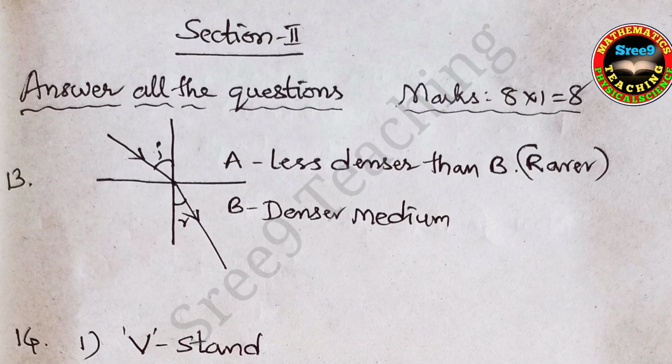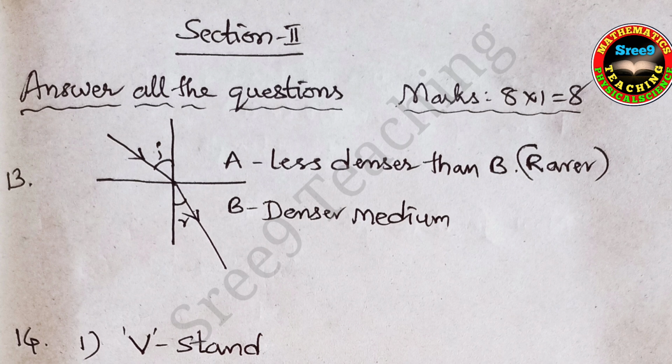See here, section 2, the 13th question answer. You can see I have drawn the diagram. See, incident ray is entering from A into B, and after entering, what happens? It bent towards normal. The vertical line is normal, right? Now A is less denser than B, rarer, and B is denser medium. Okay, right. So this is the 13th answer.